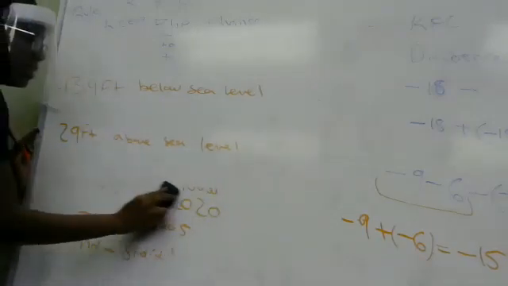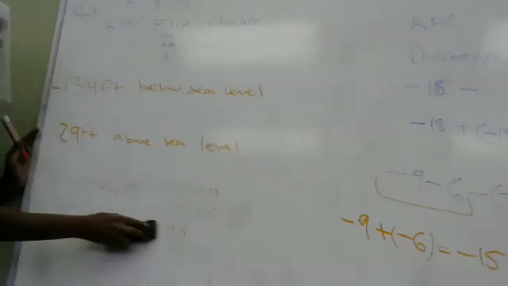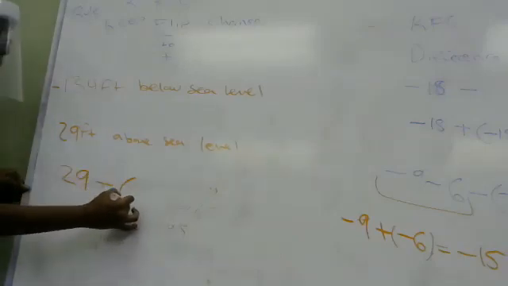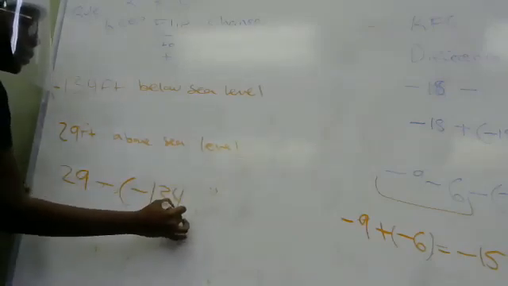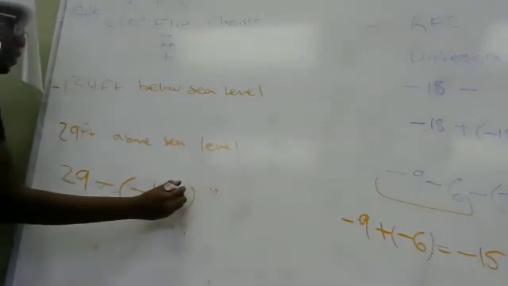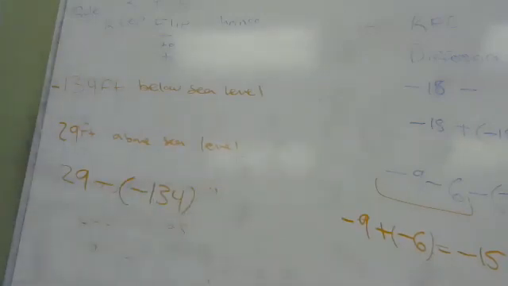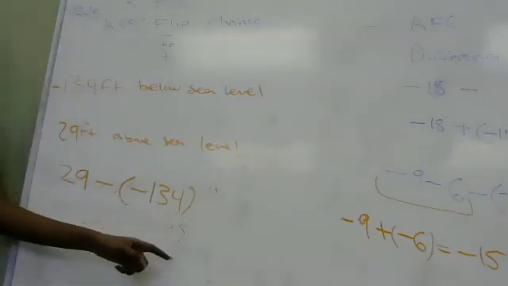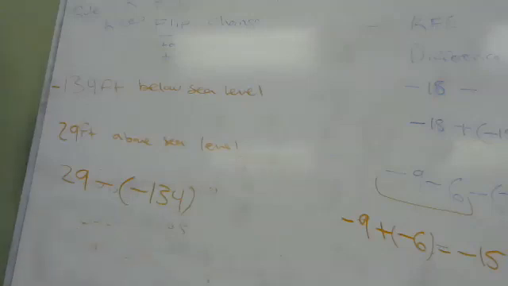I got the answer, though, but it's important how. It's 29 minus negative 134. Remember the example that I gave you? To subtract the ages, you started with 2020, the end, and then you subtracted the start. Yes, we ended at 29 feet, and we're going to subtract what we started with, negative 134.